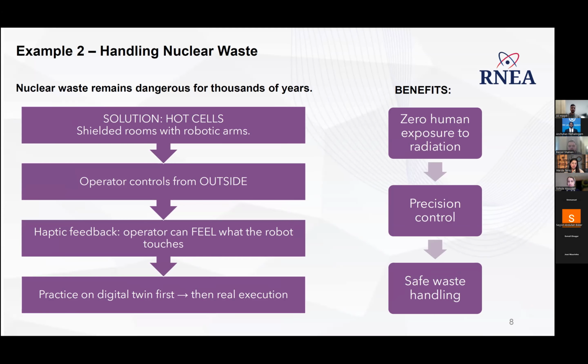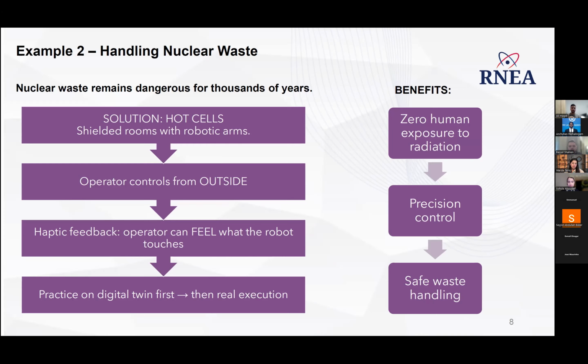The operator moves a joystick. Electronics send the signal to the robot, and the robot's mechanical arms copy the movement exactly. But we add one more clever thing. It's called touch feedback. If the robot touches something, the operator can actually feel it through the joystick. This way, they know if they are grabbing too hard or too soft. So it's like being inside the room, but without the danger.